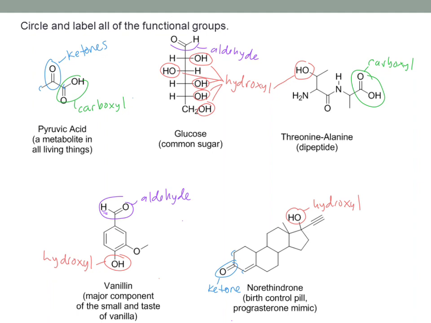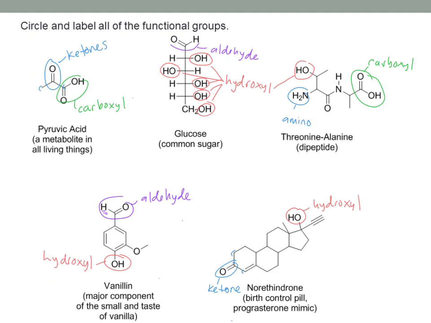We also mentioned amines. So in my threonine alanine, here's an amine, an amino group. That one in the middle here next to the carbonyl is not an amino, because it's attached to a carbonyl and because it does not have 2 H's. No nitrogens at all in vanillin, no nitrogens at all in this steroid. So I think that's all the amino groups.